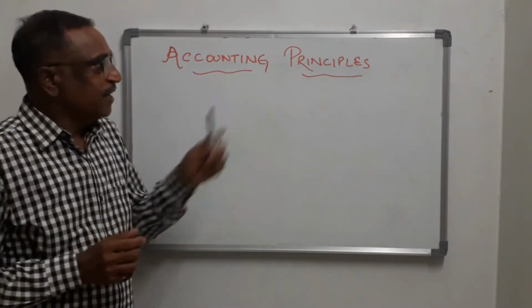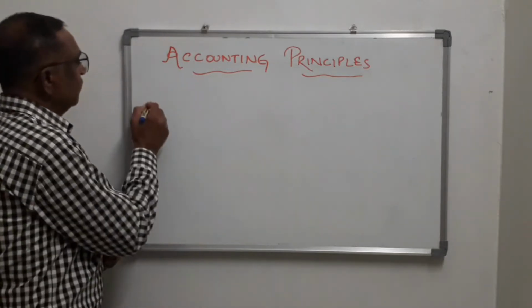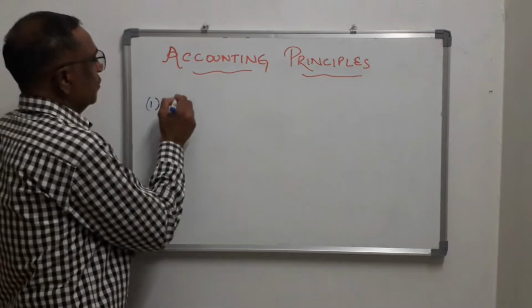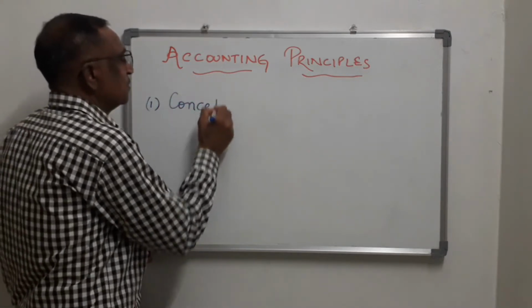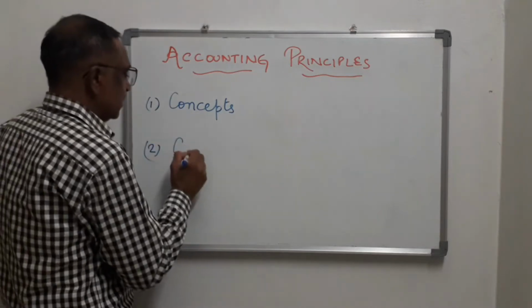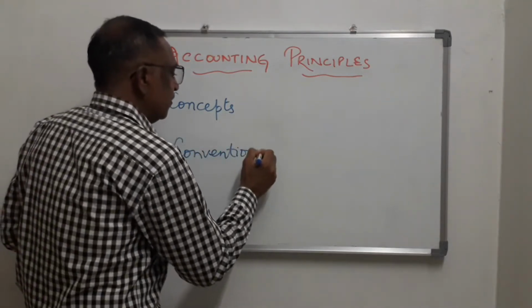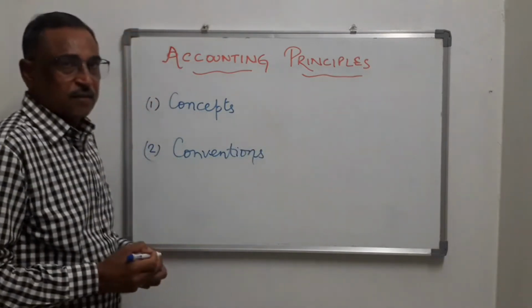Now, accounting principles can be categorized in two parts. First is concepts and second is conventions, and we will study one by one. Okay.